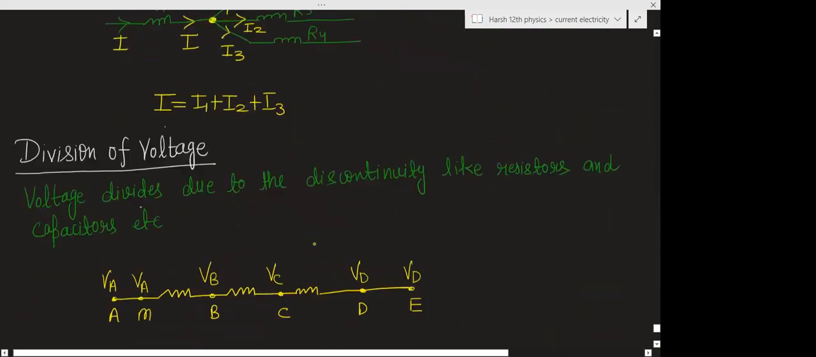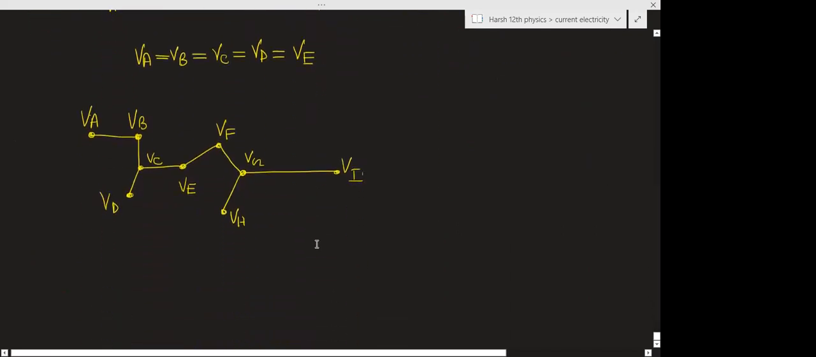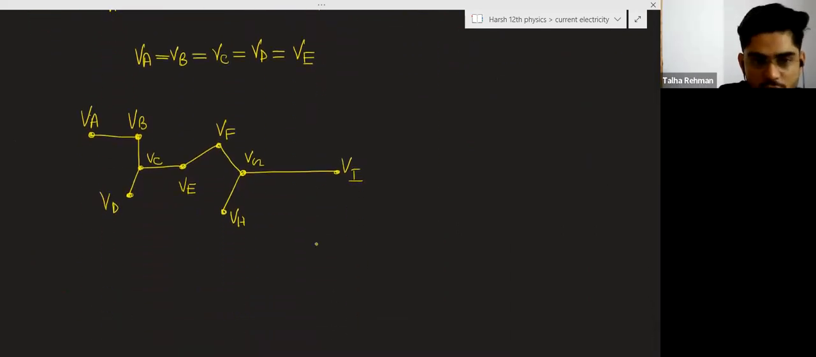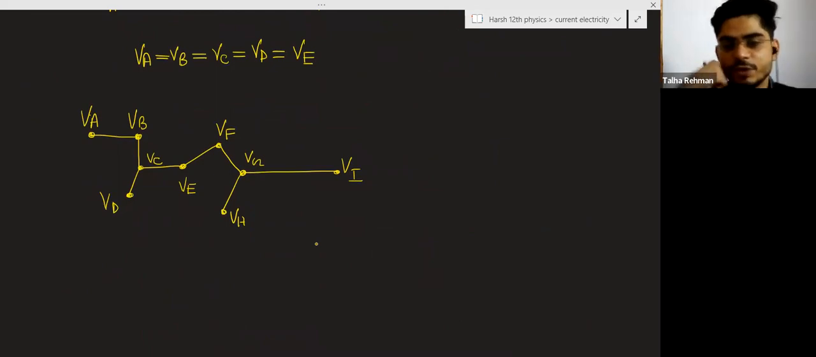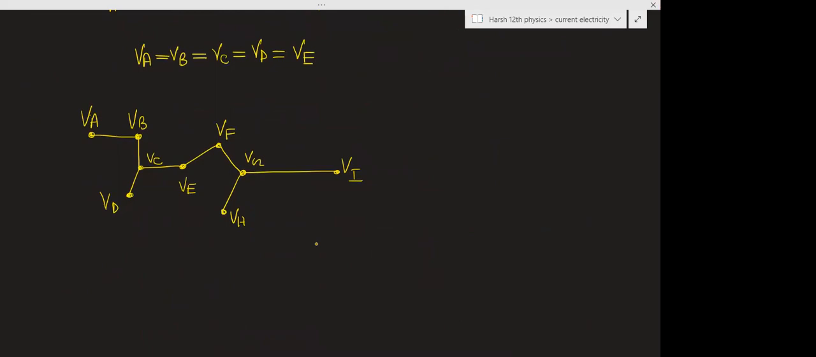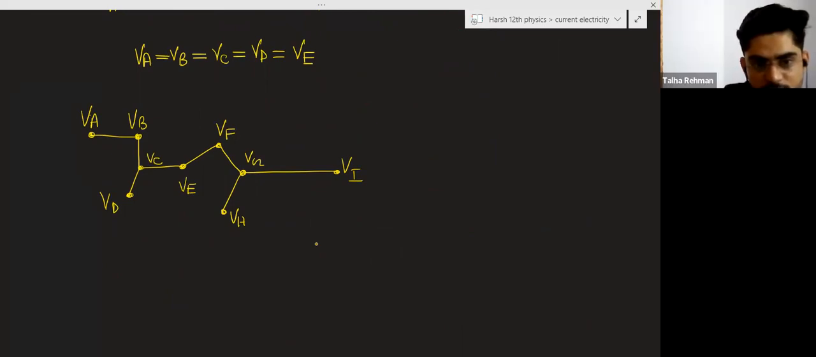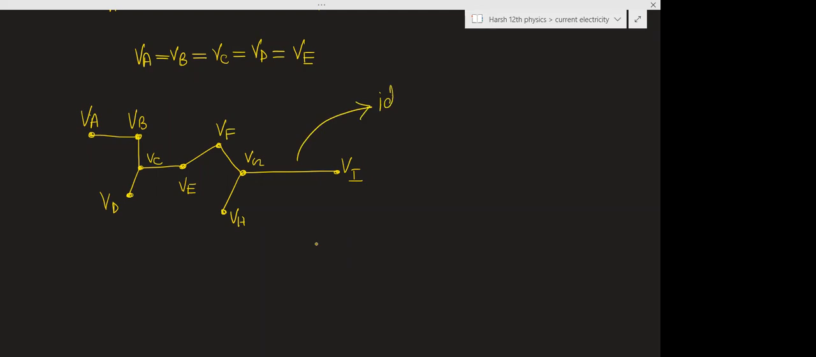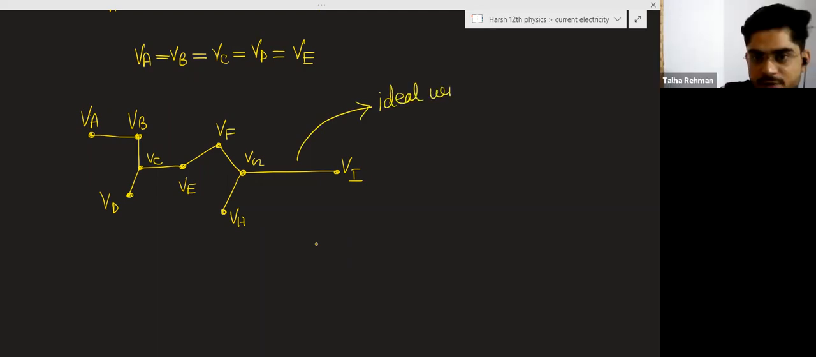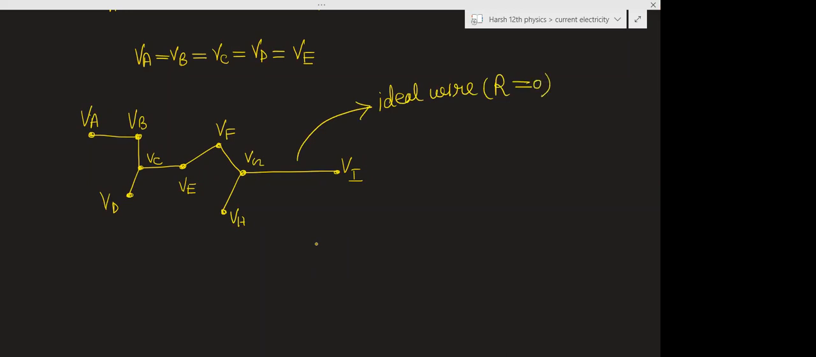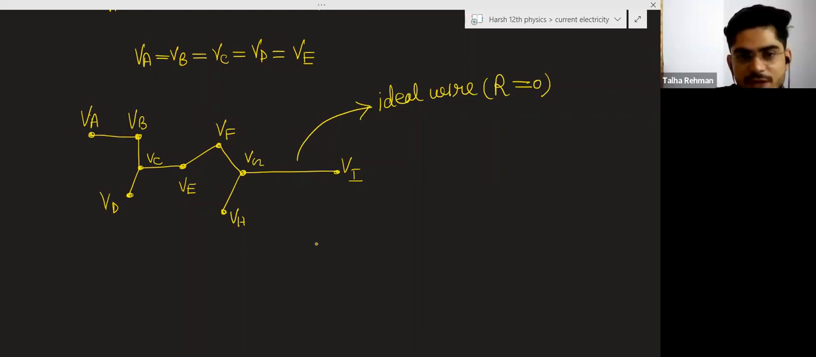Oh, sorry. All the voltages are the same because I have told you, when there are no resistors, there is no resistance, and I am taking a wire having resistance 0. I am taking an ideal wire. Ideal wire means the resistance of the wire is equal to 0. Otherwise, we know that wires have resistance in practical life.